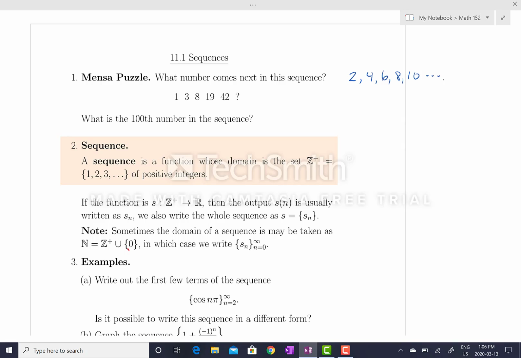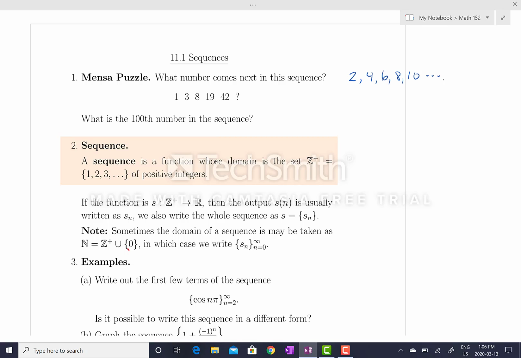A sequence has a limit. You can ask what happens as you keep going and going and going. And in this case, you could see that the limit would be infinite. And you could also ask what is the nth number in the sequence. You can ask those kinds of questions. We're going to see how to handle those sorts of things in this lecture.